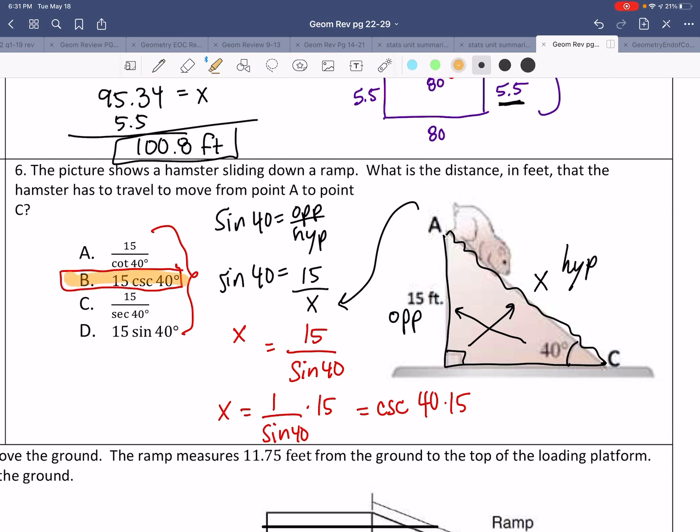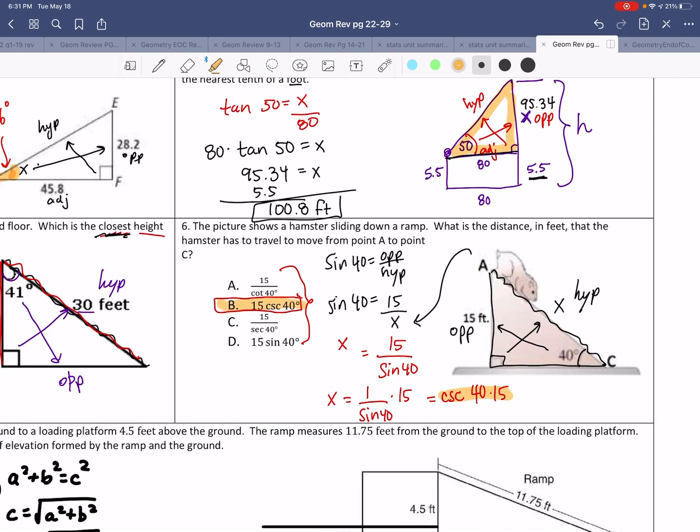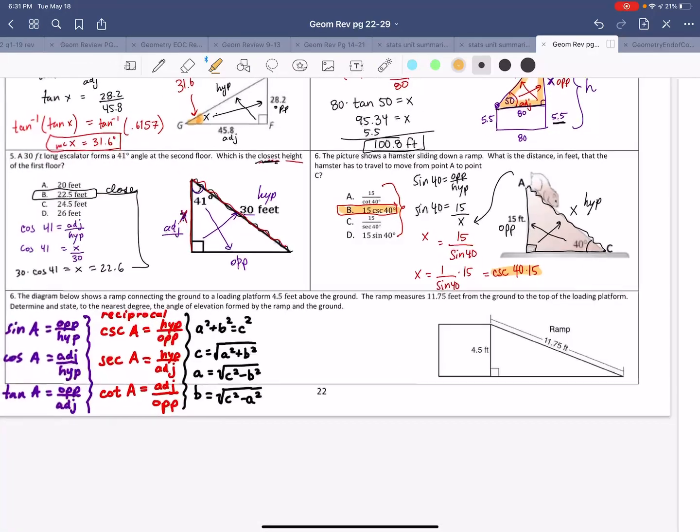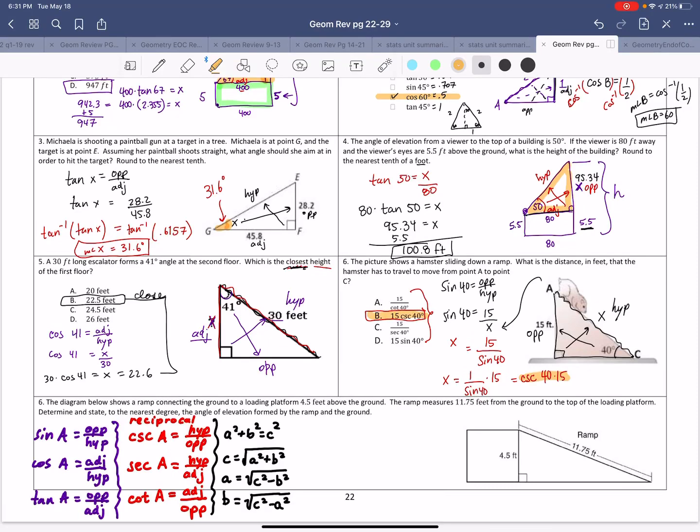So the cosecant of 40 happens to be the reciprocal of sine. And a computer would possibly solve this with cosecant because it would cut down on the number of steps it needed to do to solve the problem. That's what a computer does. It reduces the number of steps it has to take to preserve processing time. Okay, last one on this page.